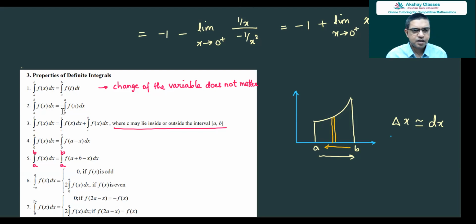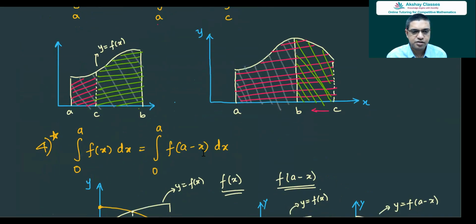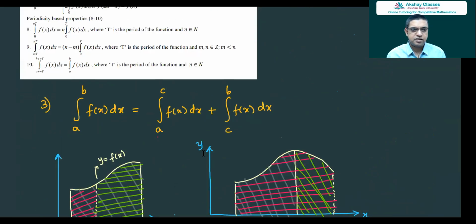And next, integral a to b f of x dx will be integral a to c f of x dx plus integral c to b f of x dx. c can be any point either inside or outside the interval. So this we discussed with examples and illustrations.